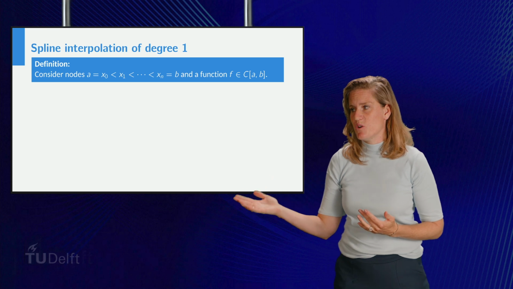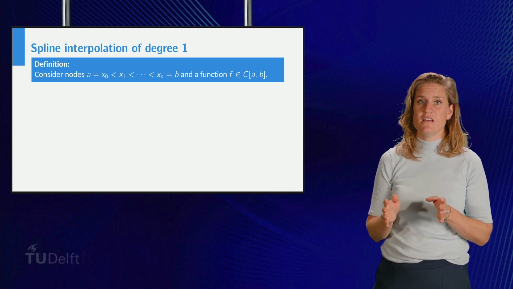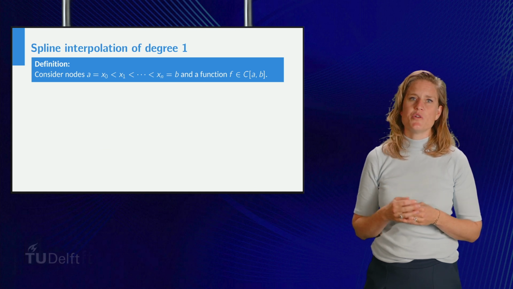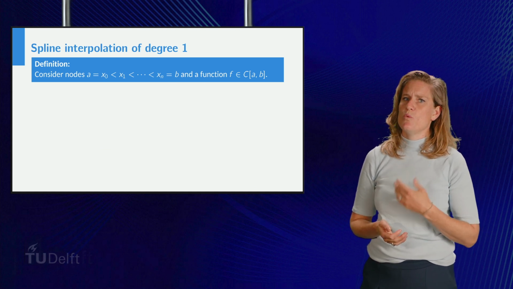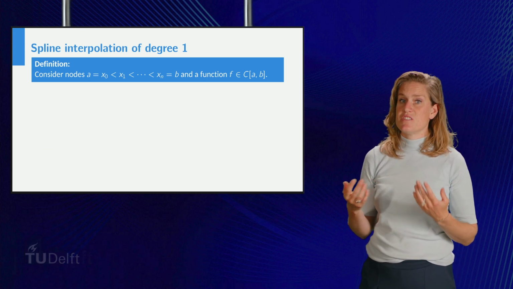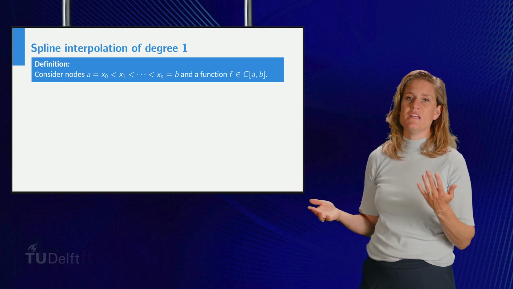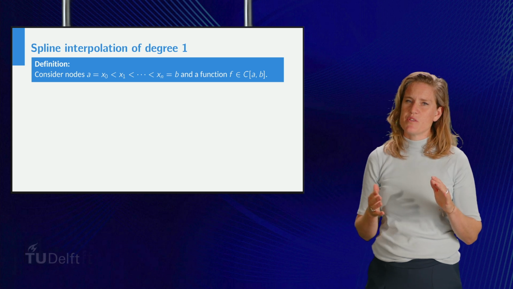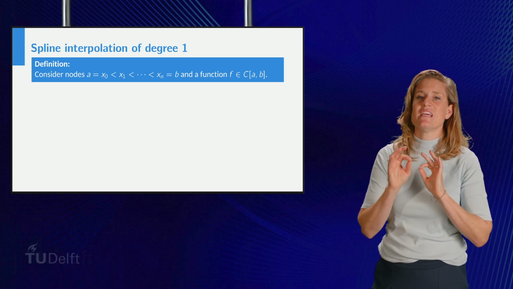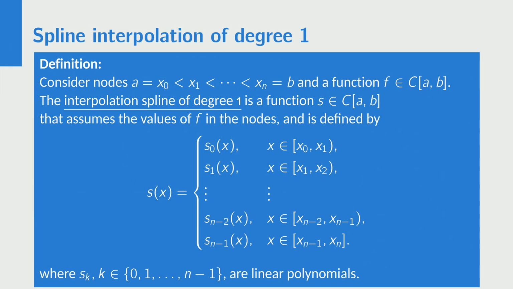Consider the nodes as shown on the slide, as a partition for the closed interval a to b. In this video, we're only going to approximate continuous functions, which basically means that these functions do not contain jumps. This is denoted by f in C on the closed interval a to b, and is necessary to assure the desired connections in the nodes. The interpolation spline of degree 1 is a piecewise function S and is given by the following expression.